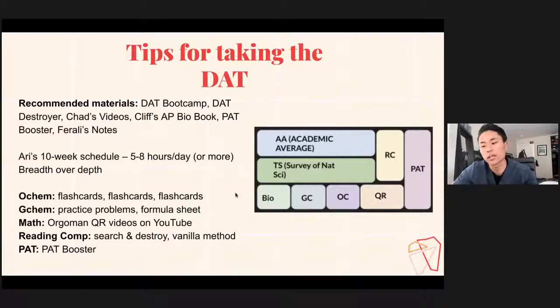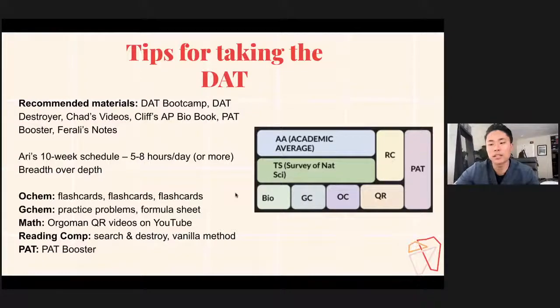So search and destroy is basically you go through the question, you find keywords, and you go into the passage and try to find those words in the passage. Most likely, the questions are in chronological order. So by finding one key phrase, if you look at the first question, you'll most likely find a key phrase from that question in the first or second paragraph, and so on and so forth.